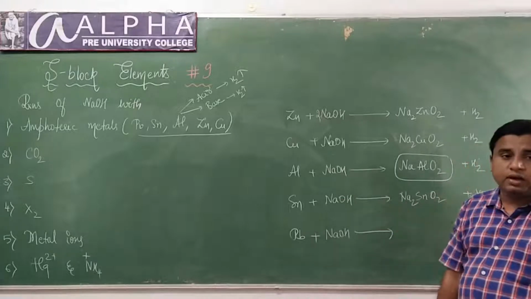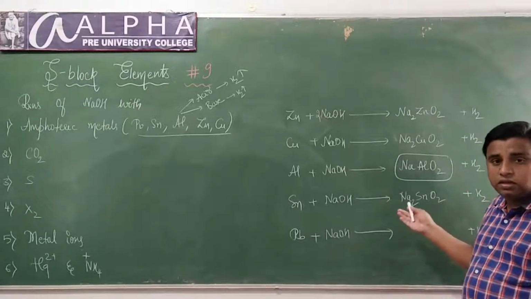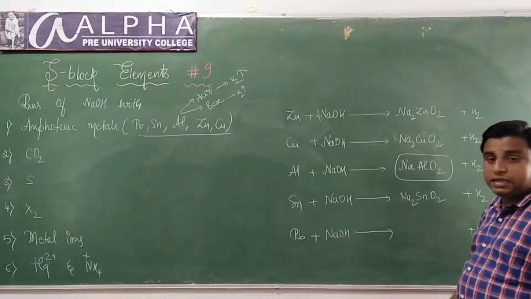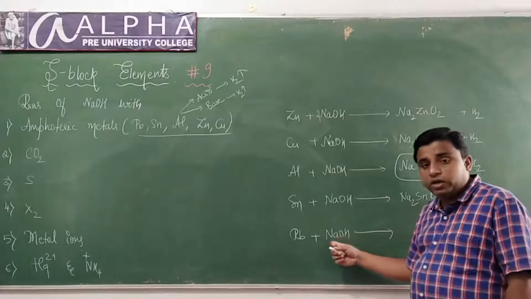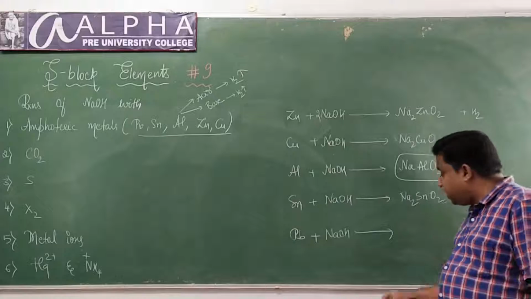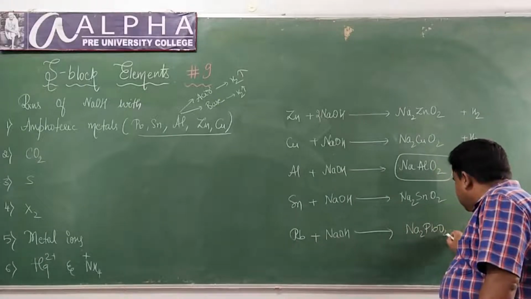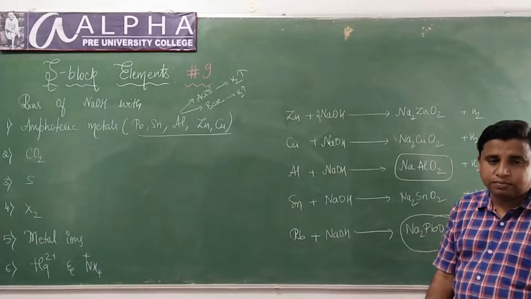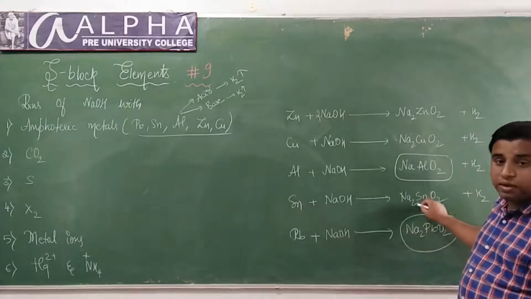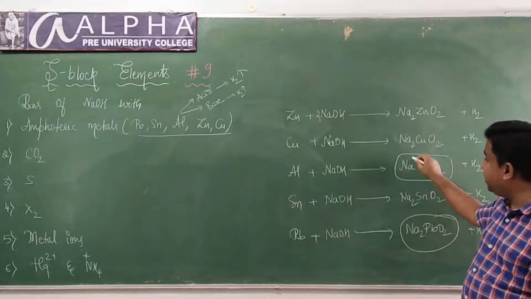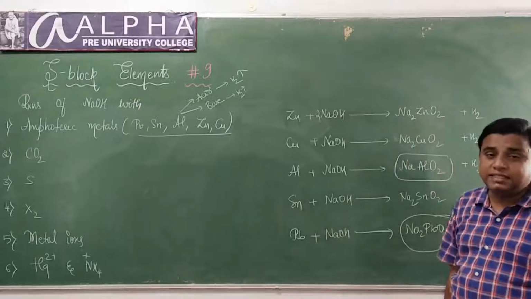Na2SnO2. Sodium, yes. Now what is this? Sodium stannite. Okay, then sodium hydroxide reacts with lead to form what? Na2PbO2. What is this? Sodium plumbite. Sodium plumbite, sodium stannite, sodium aluminate, sodium cuprate, and sodium zincate.